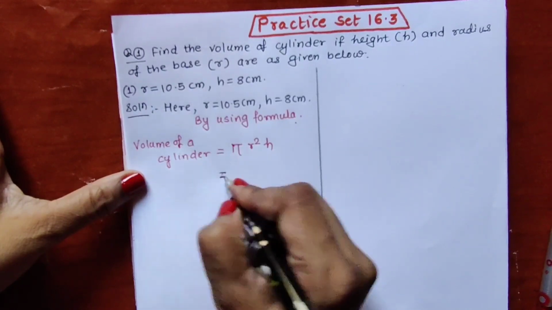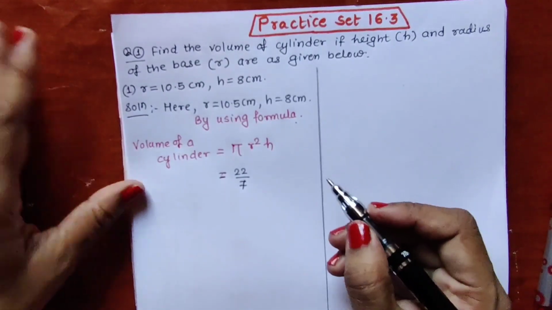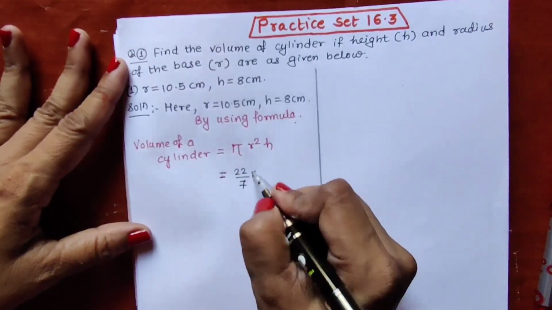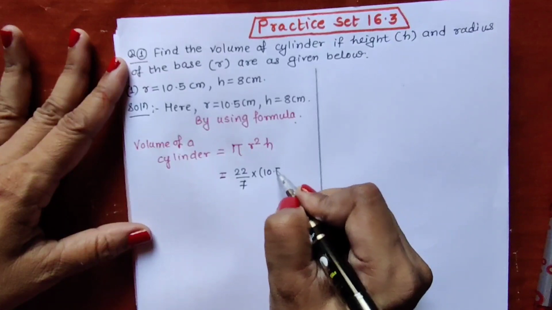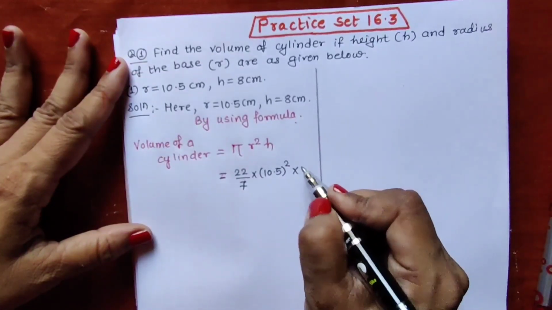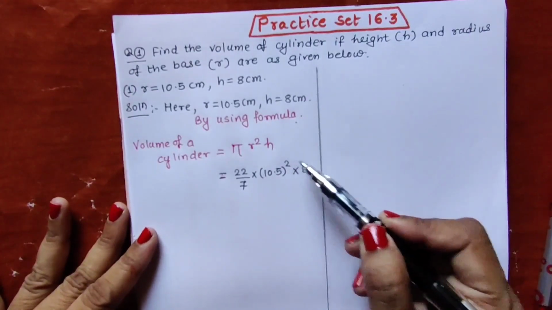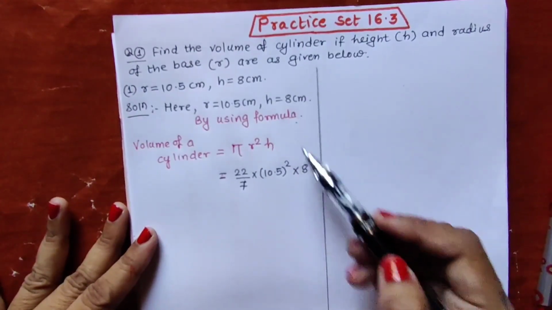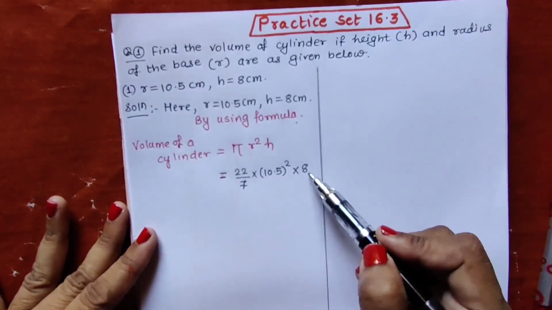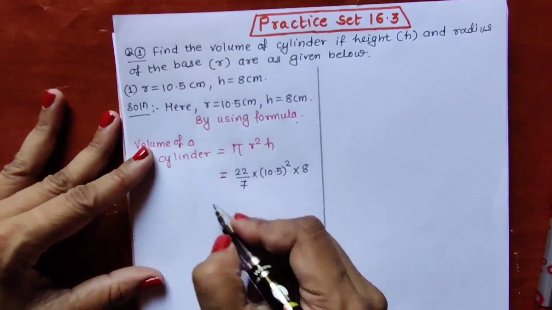So now we will be writing the values. We all know pi value we have to write 22 upon 7. If it is not given in the question, we should write 22 upon 7. r square, r value is 10.5. So I write multiply by 10.5 square and multiply by height h is 8. Now 8 cannot be cancelled by 7. That means what? 8 is not divisible by 7. So we will not cancel here.